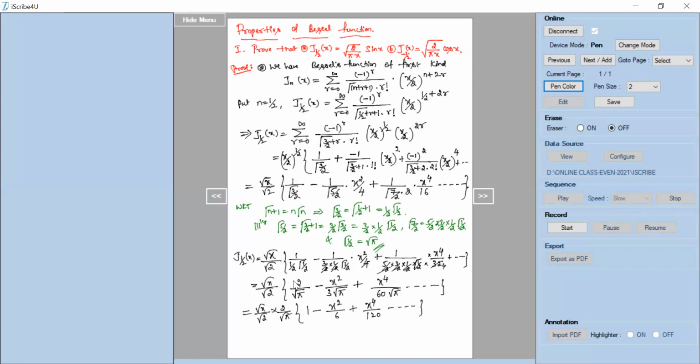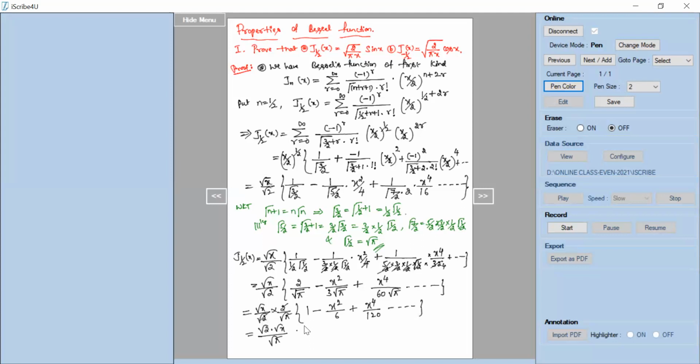So just take 2 by root pi common. This becomes 1. Root pi is there in the denominator, but 2 is not there in the numerator. Since we have taken this outside, the 2 will come to the denominator. So 3 into 2, 6; 6 into 2, 12, 120, like this. Now here I can write this as root 2 into root 2. If we cancel, you get root 2 into this root x by root pi, because this 2 can be written as root 2 into root 2. One root 2 cancels with the denominator.